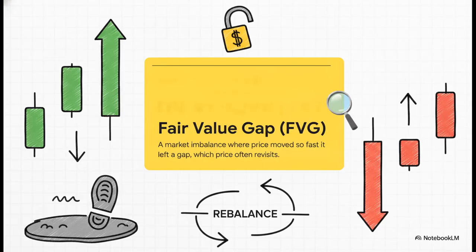Now, one of the most fascinating tools used to track this momentum is the fair value gap, or FVG. This shows us exactly where aggressive, unbalanced institutional buying or selling occurred. It's a spot where price moved so violently in one direction that it literally left a gap, creating a temporary market imbalance. It's almost like finding a really heavy footprint in wet cement. And the magic here is that price very often revisits these specific zones later on to rebalance the market, which gives us incredible trading opportunities.